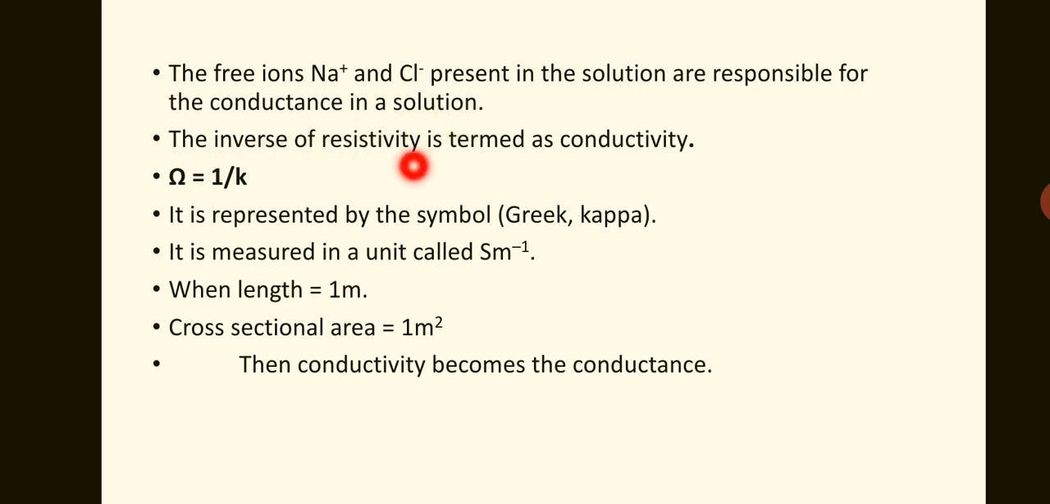The inverse of resistivity is termed as conductivity. So kappa is equal to 1 upon rho. It is represented by the Greek symbol kappa. It is measured in the unit called Siemens meter inverse. When the length is 1 meter and the cross section area is 1 meter square, then the conductivity becomes conductance.